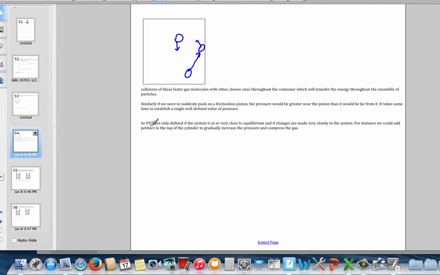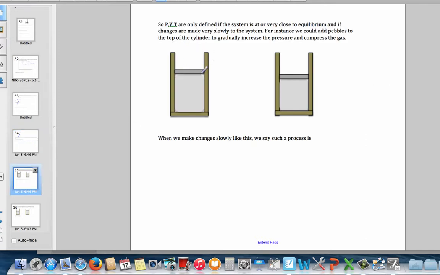So pressure, volume, and temperature are only defined when we're at or very close to equilibrium, and if changes are made very slowly to the system. One way that you might do that is if you had gas in a cylinder, and you very slowly added pebbles, one at a time, to the top surface. By making a tiny change and giving it time to equilibrate again, you would be staying close enough to equilibrium that you could say that the pressure, volume, and temperature were defined all the way through this compression. Now there's a word for that.